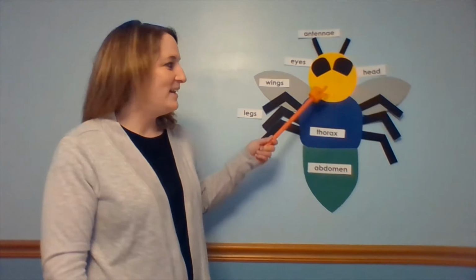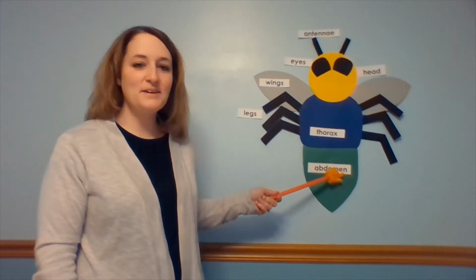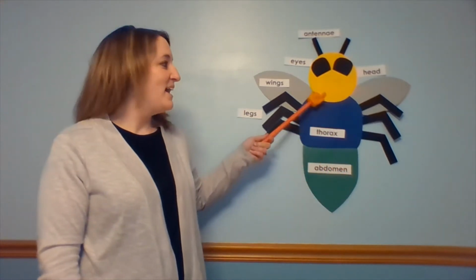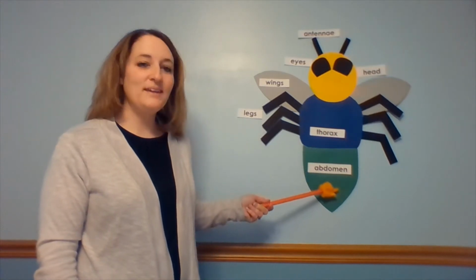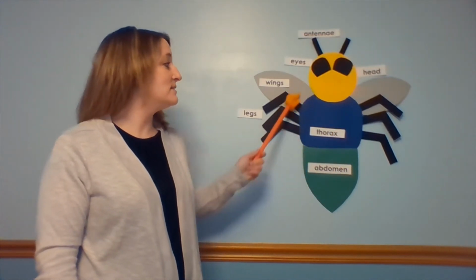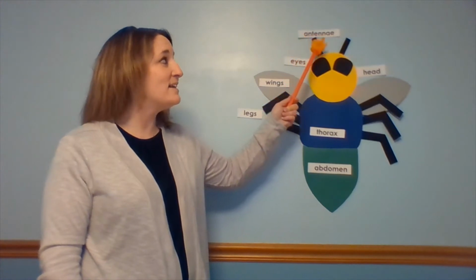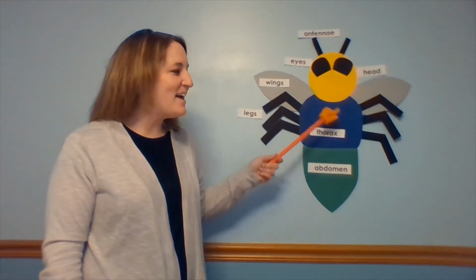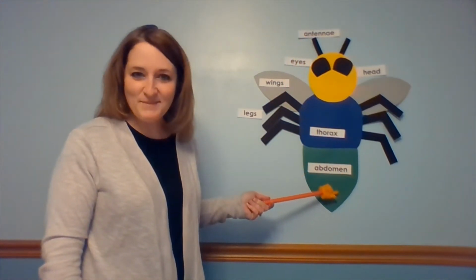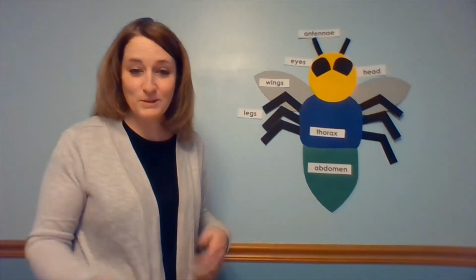Here we go. Head, thorax, abdomen, abdomen. Head, thorax, abdomen, abdomen. Eyes, 6 legs, antenna, 2. Head, thorax, abdomen, abdomen. That's all. It's just a little simple song.